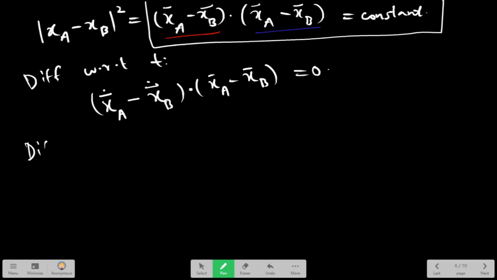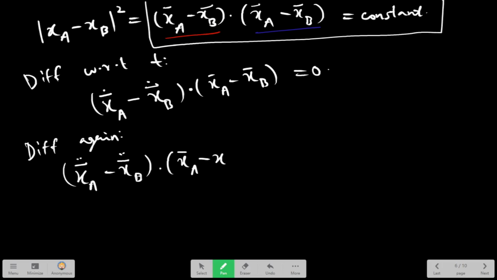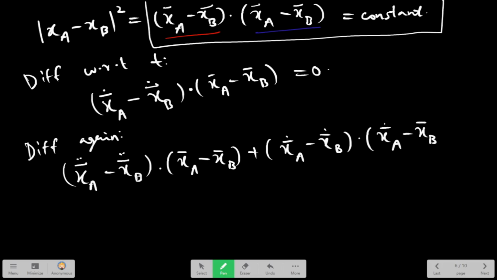Now differentiate again with respect to time. Differentiate again. Then you will get again the product rule, xa double dot minus xb double dot dot xa minus xb plus xa dot minus xb dot as it is, and now take the derivative of the second term, which is xa dot minus xb dot. This is equal to 0.